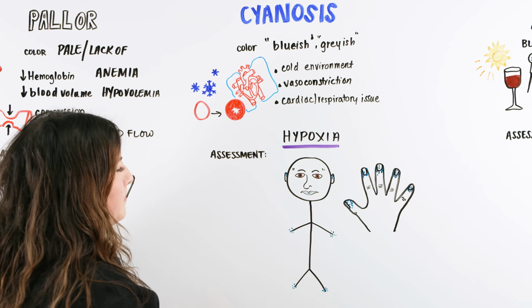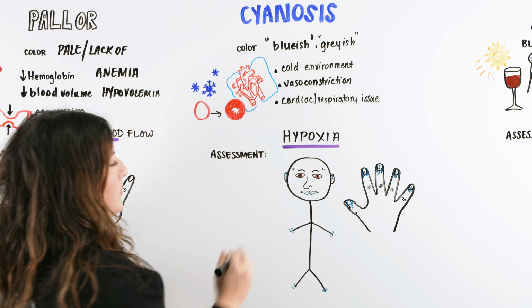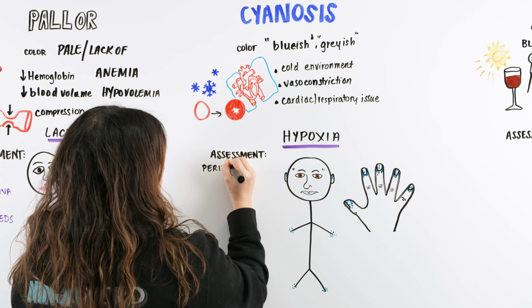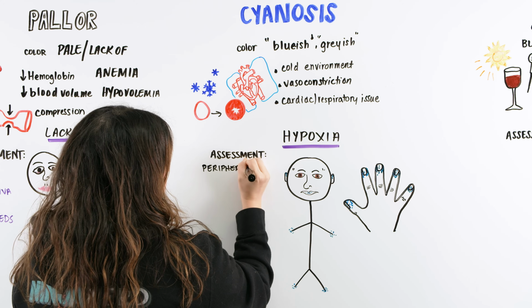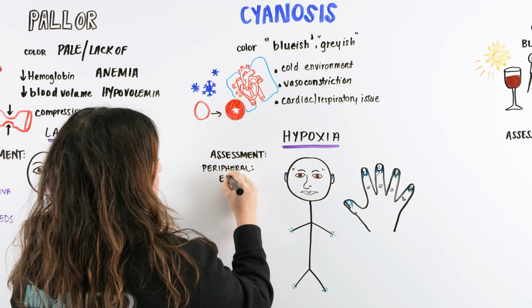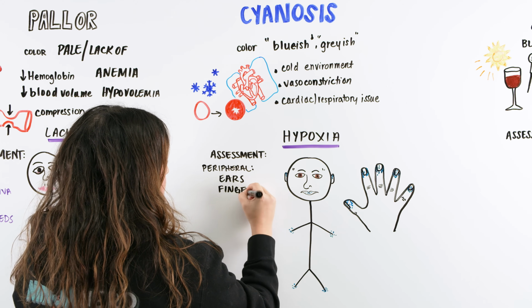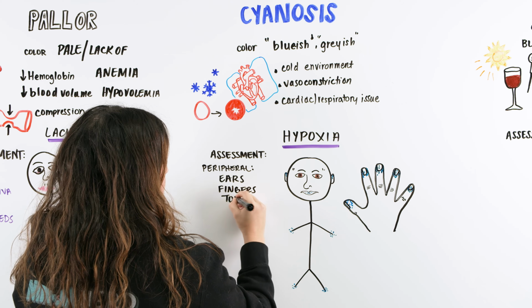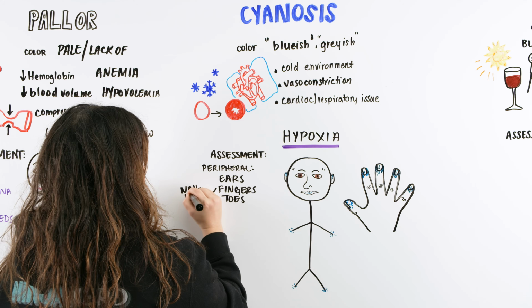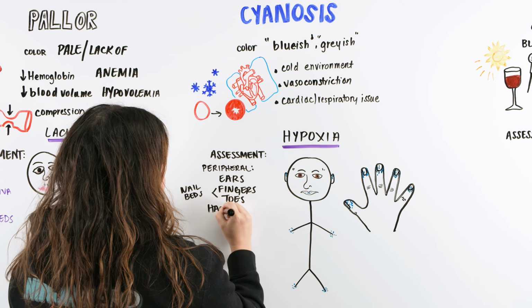So when we're assessing them, what are we looking at? There's two different forms of cyanosis. There can be the peripheral cyanosis, and with peripheral cyanosis, these are the things we're going to be assessing, like their ears, fingers, toes, because we're looking at the nail beds for them. And then you can also think about the hands and the feet.